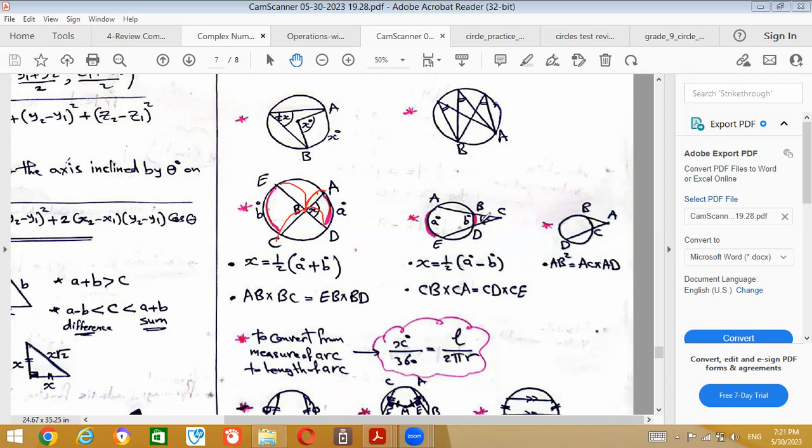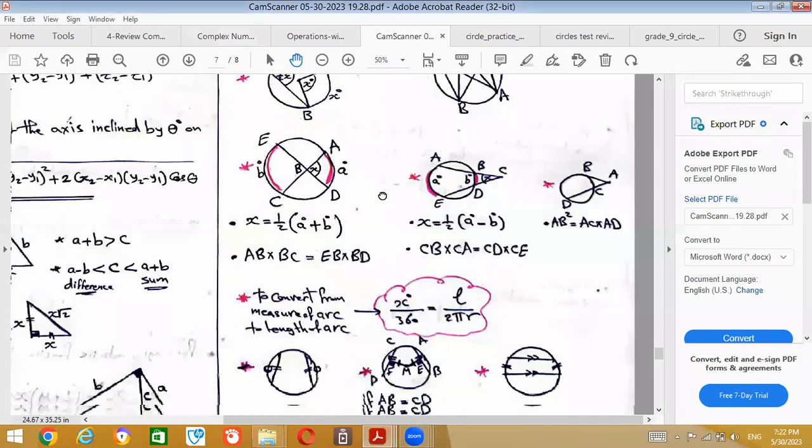In this case also, this angle is exterior, and its measure equals half the difference of this arc and this arc, meaning the opposite two arcs. And here, also CB times CA equals CD times CE. And in this case, AB squared equals AC times AD, okay?